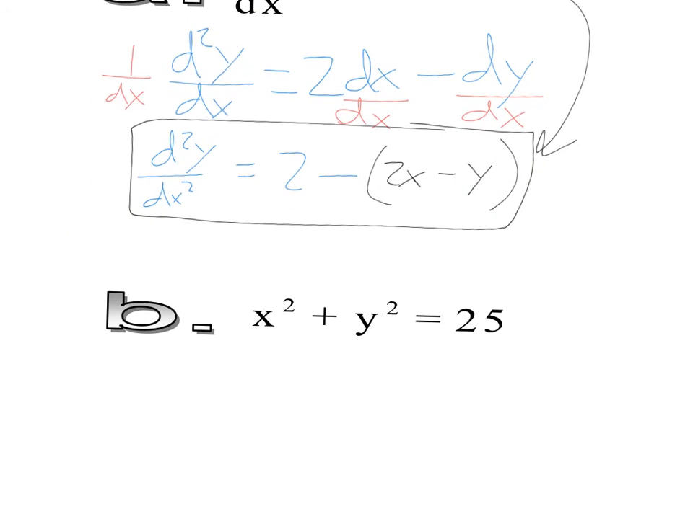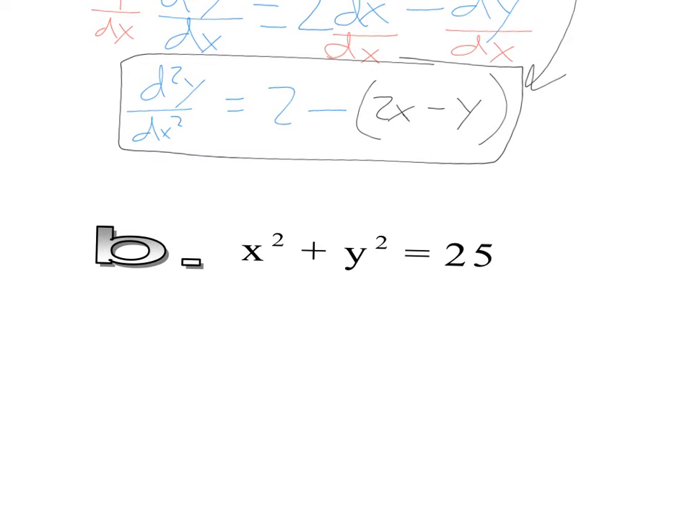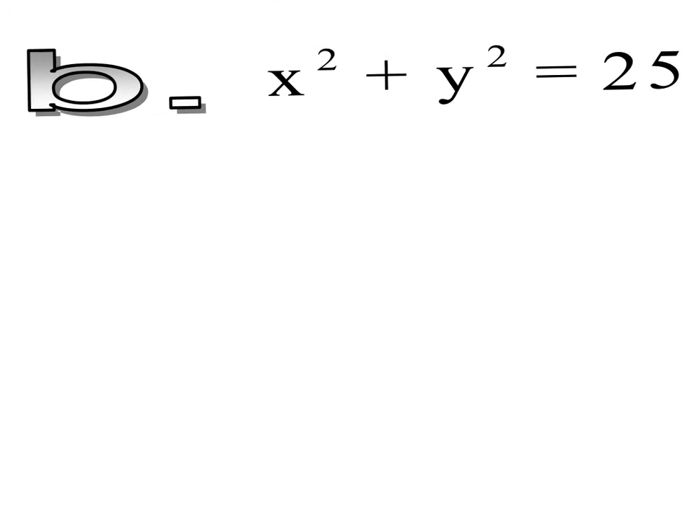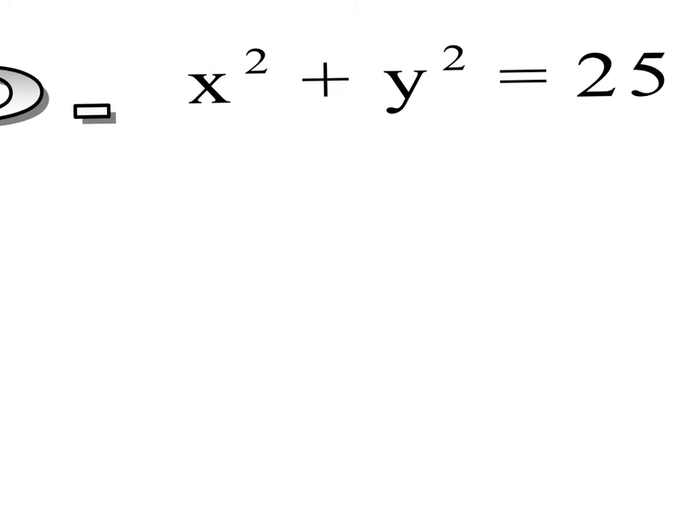Okay, let's go to part B here. This is a really tricky problem. There's a lot going on, so I want you to kind of pay attention. Expect to take up quite a bit of space on this one. So I'm going to zoom way in so I can have a lot of space to write. So it's x squared plus y squared equals 25. Let's start by taking the derivative implicitly.